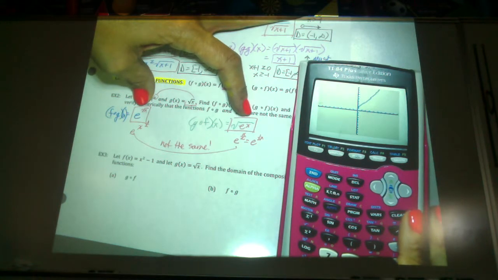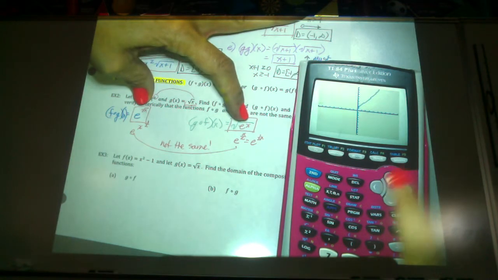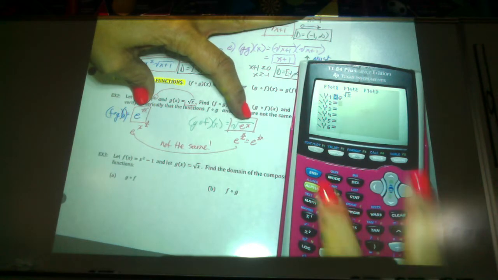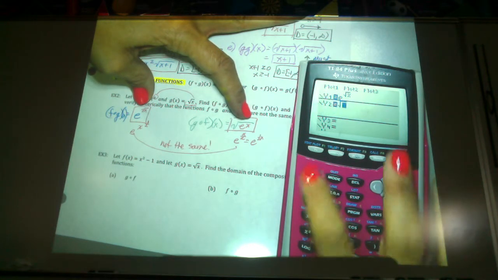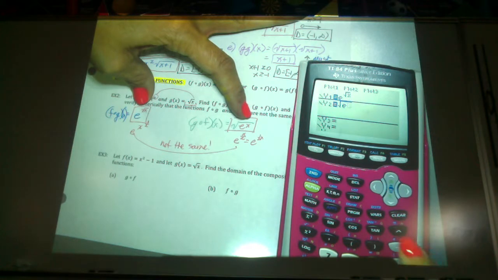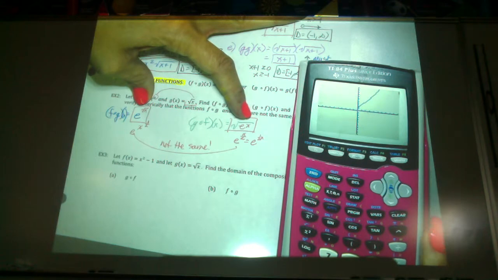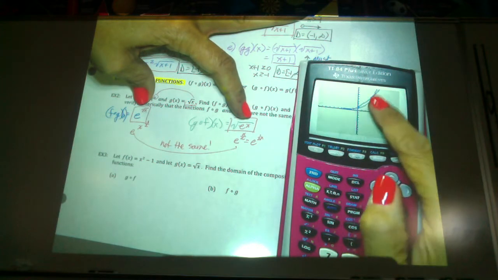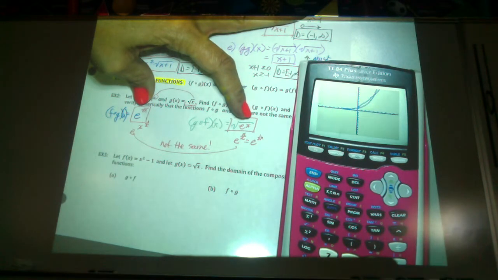Notice that it's being restricted to greater than or equal to 0. Then I'm going to put this one in. This one's the square root of e to the x. So watch that one. That one, as the e to the x, the exponential one, is hugging the x-axis, so it has no restrictions. But are these graphs exactly the same? Nope. So graphically, they're not the same.